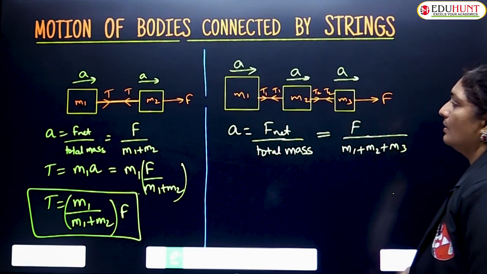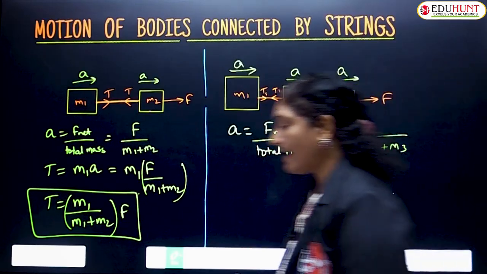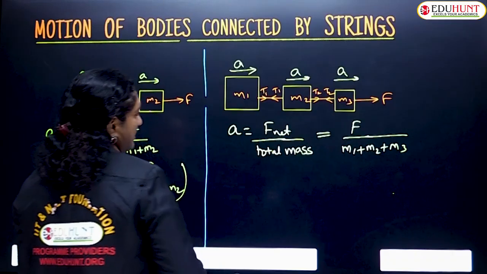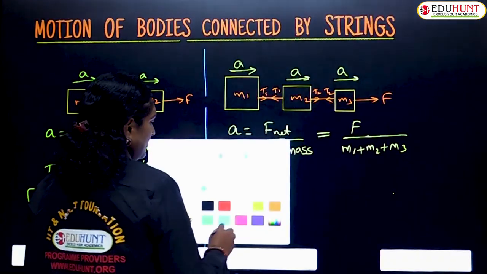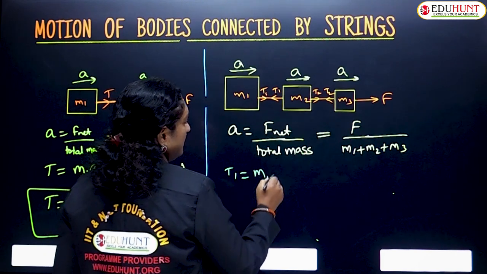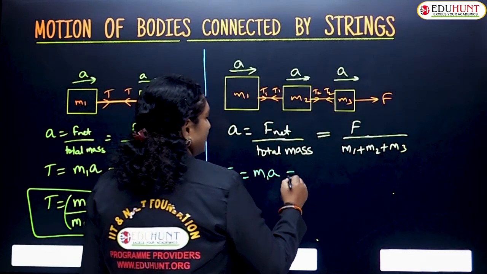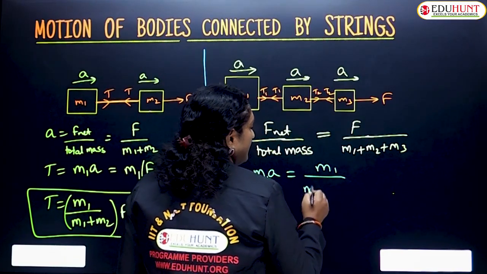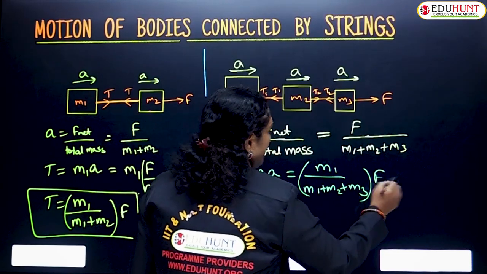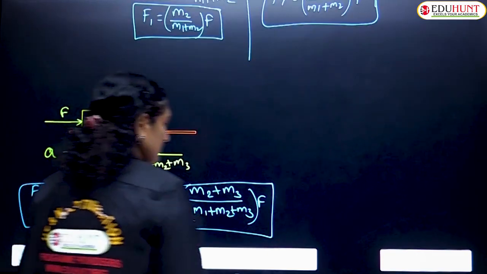That's it. You can even find the value of T1 as well as T2. To find T1, because of this T1 the mass m1 is being accelerated. So from the figure, we can say that T1 is equal to m1 into A. The value of A is F by m1 plus m2 plus m3, so T1 is m1 by m1 plus m2 plus m3 into F.